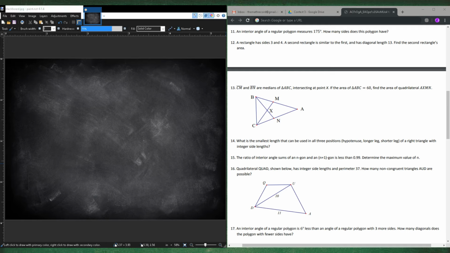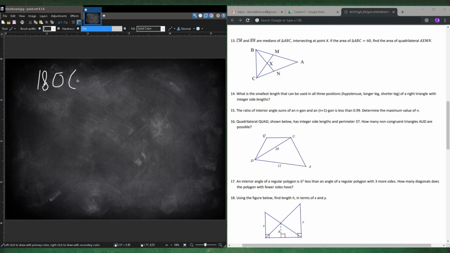Number 15, the ratio of interior angle sums of an n-gon and an n plus 1 gon is less than 0.99. Find the maximum value of n. So using the formula, which is 180 times, let's say the smaller one is n, so n, the amount of sides, minus 2. Basically, the sum of the interior angles, divided by when it's n plus 1. So 180 times n plus 1 minus 2 is just n minus 1.